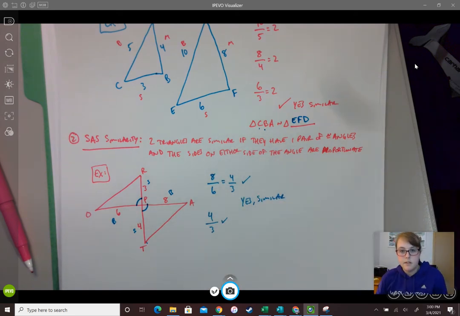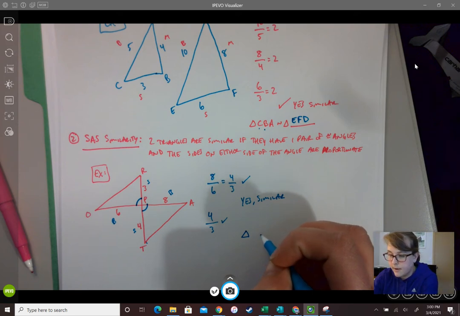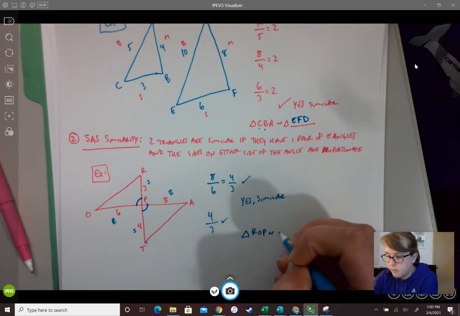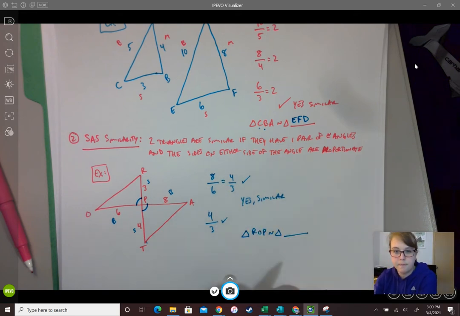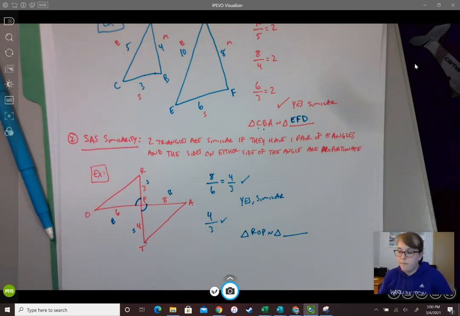Awesome. So now we know they're similar, and we could do something a lot like what we did with SSS similarity when we want to write a similarity statement. I could be given a statement starter, for example. ROP is similar to blank. Okay.